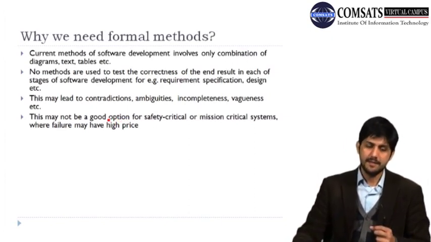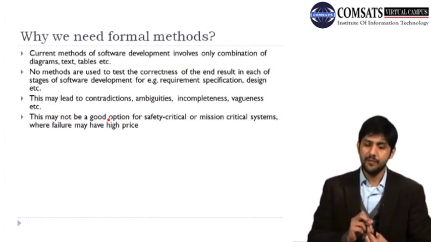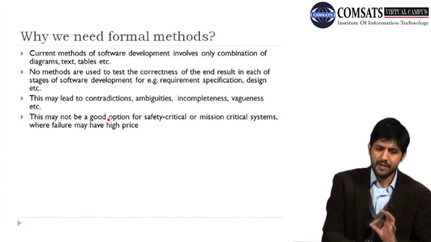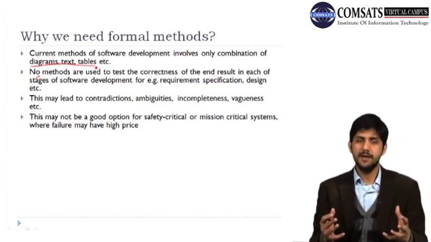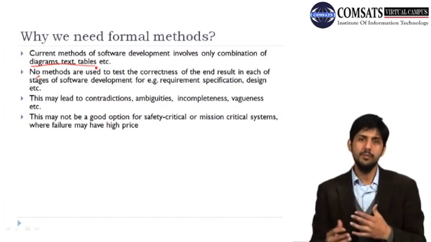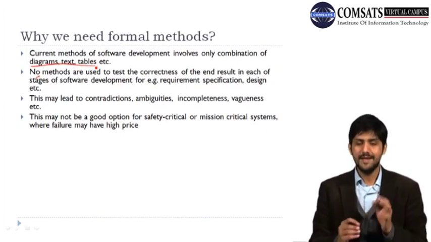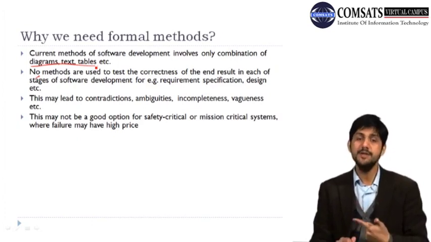So the first question, which we slightly answered in our previous lecture, is why we need formal methods. Current methods of software development involve only a combination of diagrams, text, and tables, and we actually saw that when we were discussing these different models, these were the possible representations that we were getting from all those informal or semi-formal models. No methods are used to test the correctness of the end result in each of the stages of software development, for example, requirement specification, design, and so on.